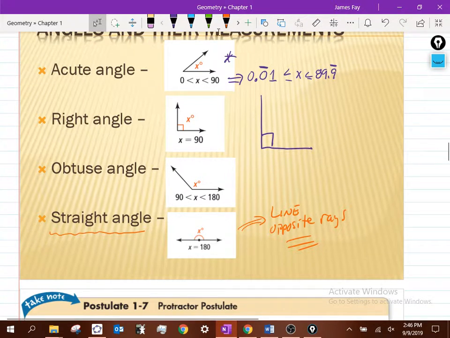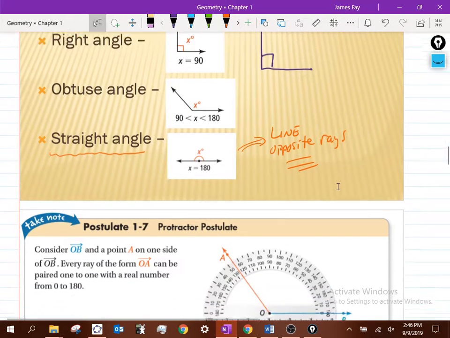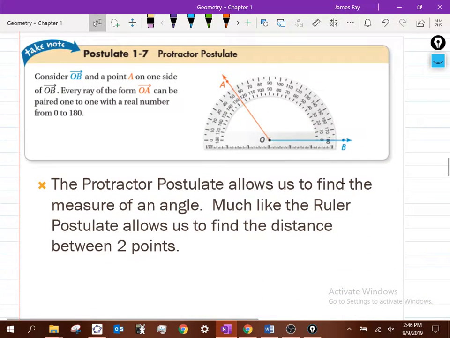And we'll talk about making assumptions off of looks a lot in this class. So that's one thing to pay attention to. Okay. Just go ahead and write down this information right here. Call it the protractor postulate, but then write down this information. And as you're writing that down, I'm going to fix this picture so it makes a little bit more sense as we work on it.